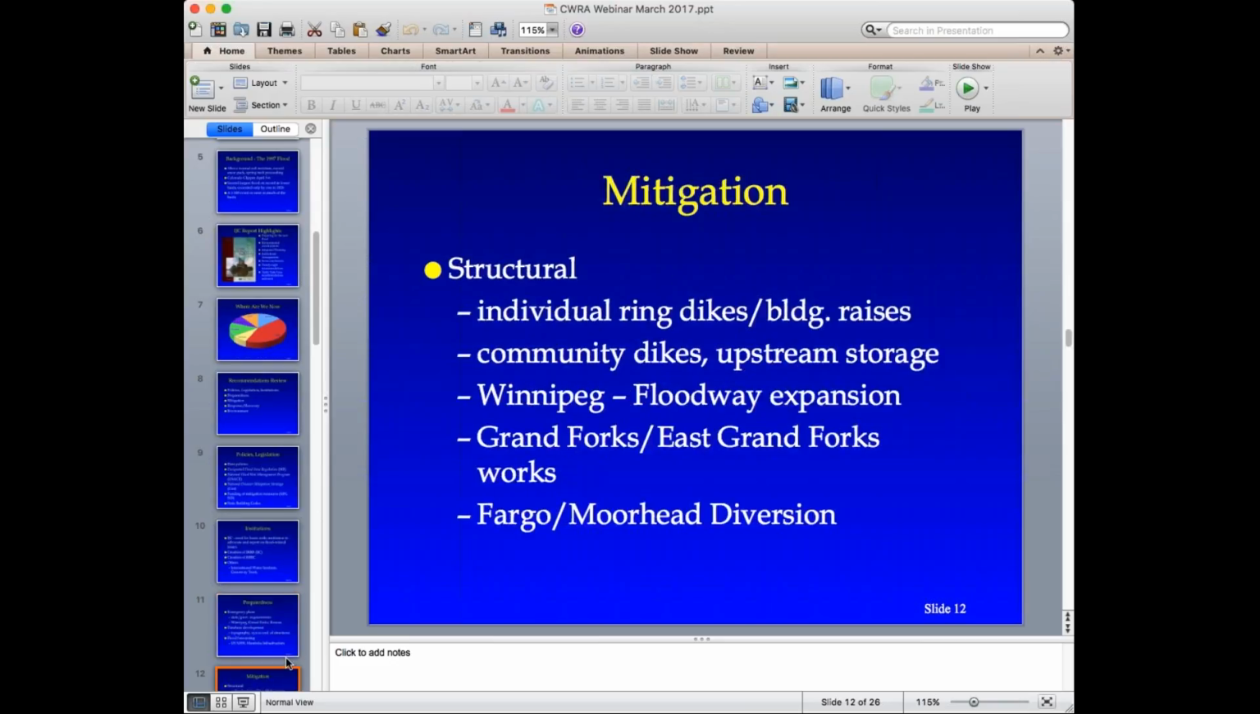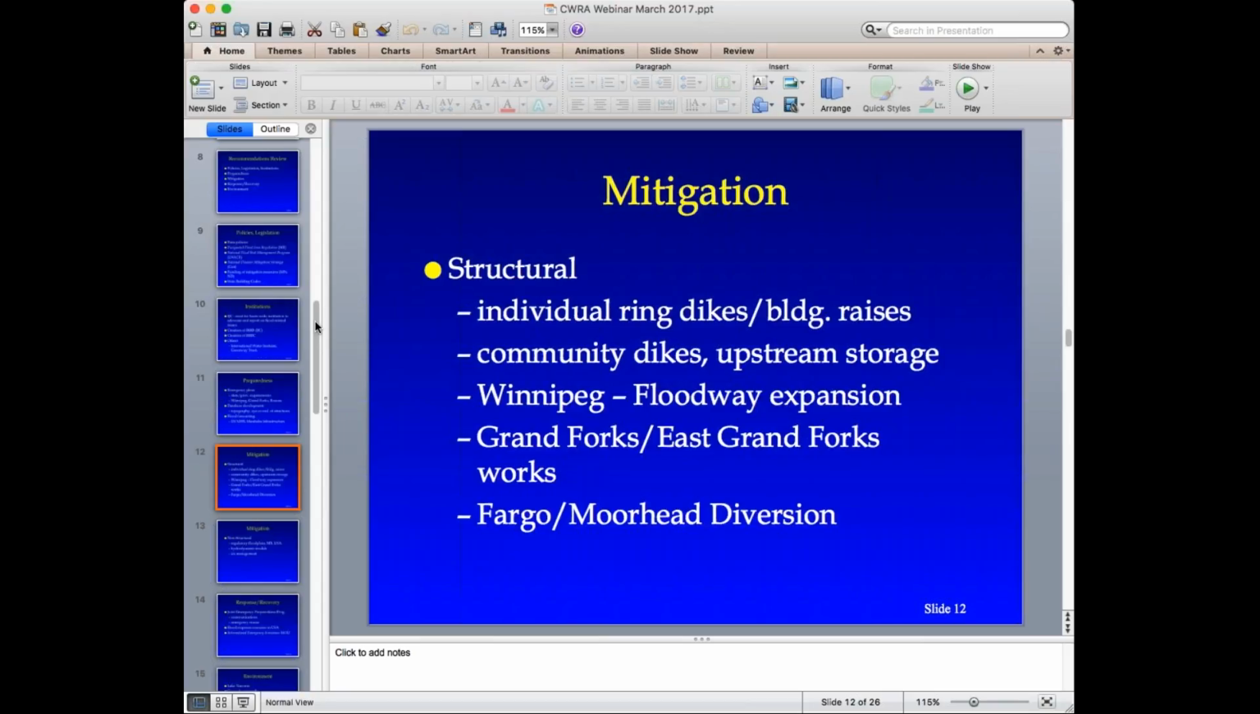Moving on to mitigation, there was a very large number of mitigation opportunities in the Red River Valley, ranging from individual farmstead ring dikes and building raises to community dikes. There's a little bit of upstream storage in parts of the United States, and one enormous project was the floodway expansion in the city of Winnipeg. The IJC, in effect, recommended that Winnipeg should be protected against the 1826 flood or greater, and the 1826 flood was roughly a 1 in 300 year event.